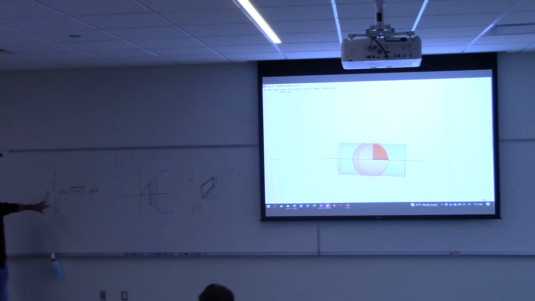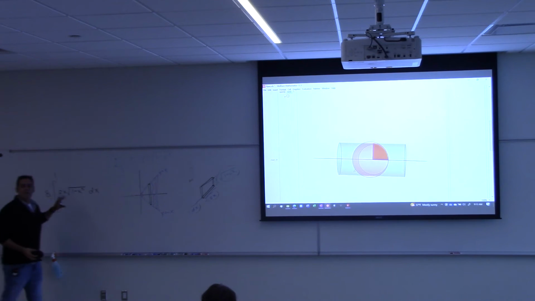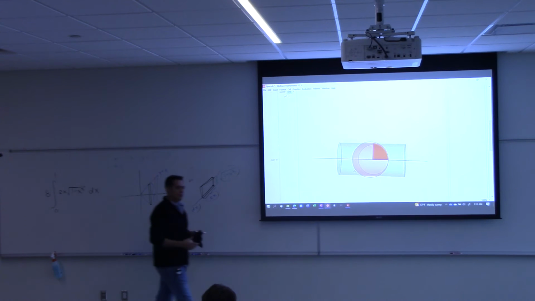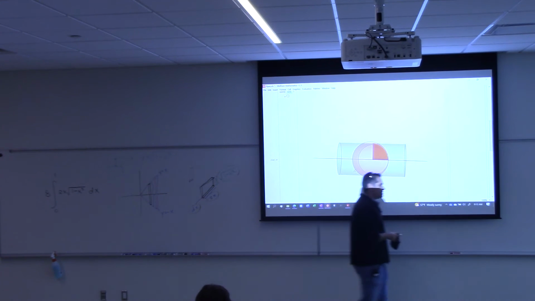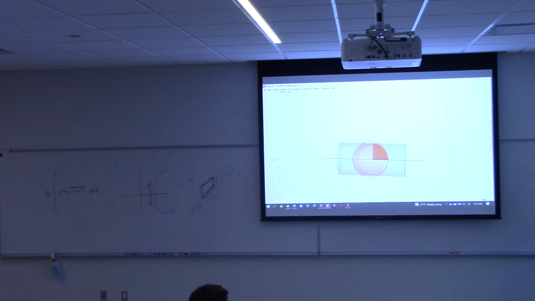This right here would be the volume of the intersection of those two pipes. And so you take that answer and you subtract that from the volume of both, which was what, 8 pi? Was it 8 pi? And that would be your volume.